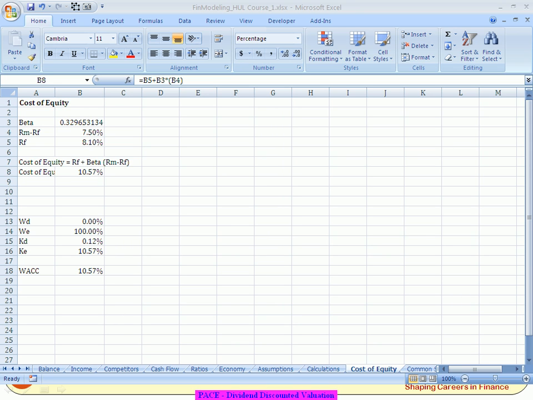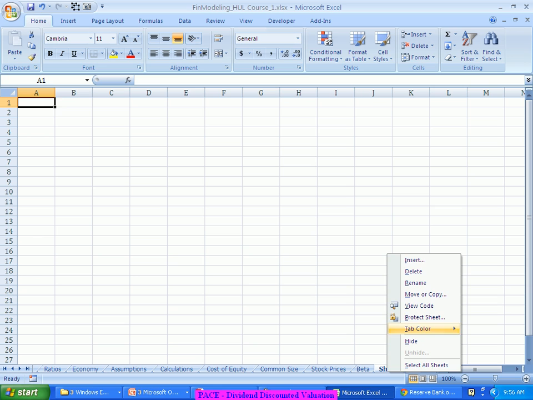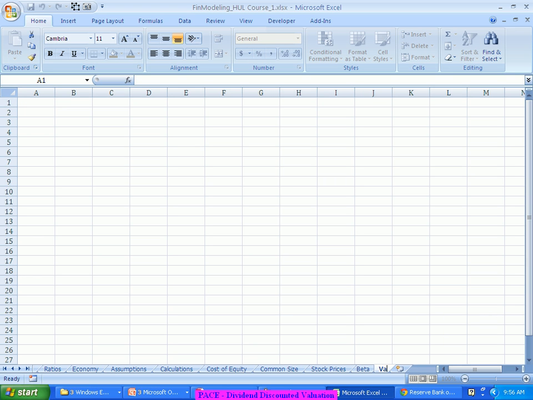So we'll create one sheet called valuation, right? So here the first model I'm going to look at is the dividend discounting model. For this, what I need is I actually require the dividends. What are the dividends that are typically forecasted?